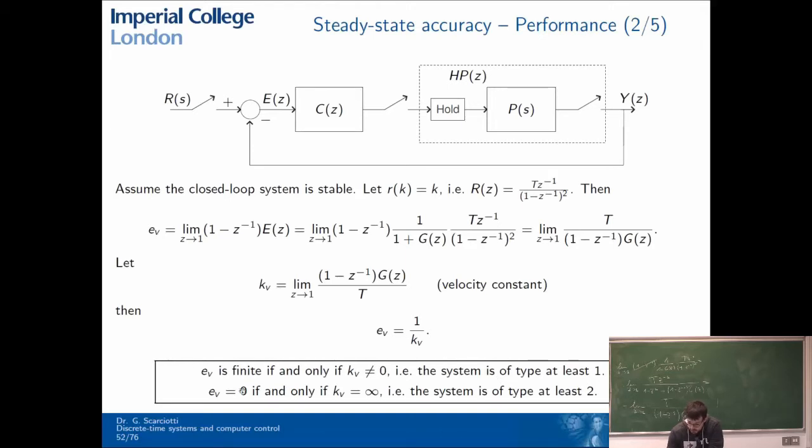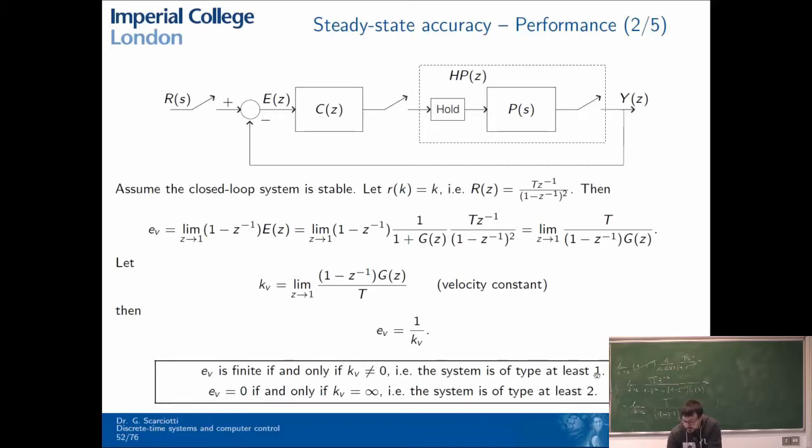Okay? How instead do we have that the error is equal to 0? The error is equal to 0 when 1 over k is equal to 0. So k has to go to infinity. k goes to infinity when this limit goes to infinity. So it means that we have to have at least 2 poles in 1. Because if we have 2 poles in 1, one will simplify this, and then there will be another pole in 1 that when z goes to 1 goes to 0. Since it's a pole, the result of the limit will be infinity. And so 1 over infinity will be 0. So the steady state error is 0 if the system is of type 2.